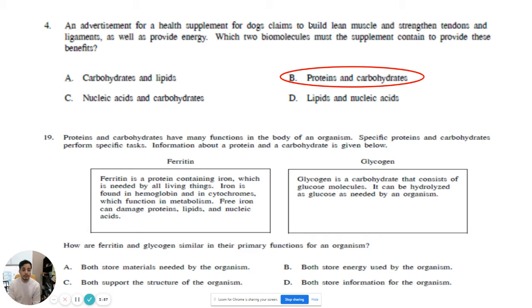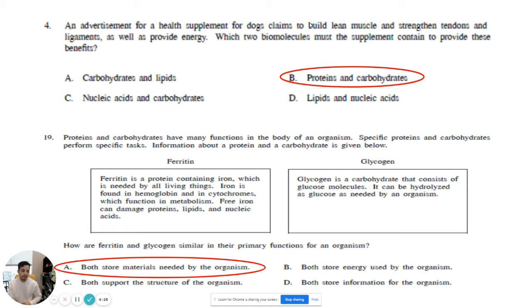Proteins and carbohydrates have many functions in the body of an organism. Specific proteins and carbohydrates perform specific tasks. Information about a protein and carbohydrate is given below. So we know those 2 are protein and carbohydrate. How are ferritin and glycogen similar in their primary functions in an organism? Well, based on number 4, we know it builds muscles or cells, and we have energy. So we have to pick an answer that has to do with that.